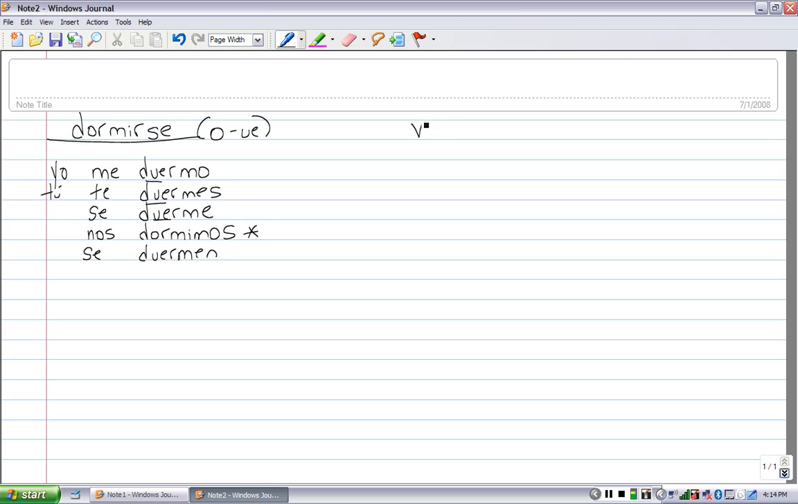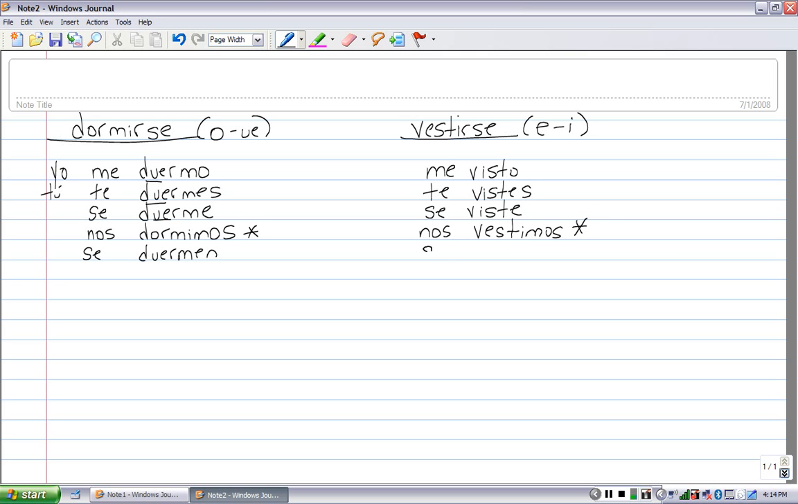Alright, another example in the book is the verb vestirse. It means to get dressed. To say I get dressed, you would say me visto, because this verb is an E to I stem change. The tu form would be te vistes. El and ella, usted would be se viste. Nos vestimos, because there's no stem change in the nosotros. And then se visten.